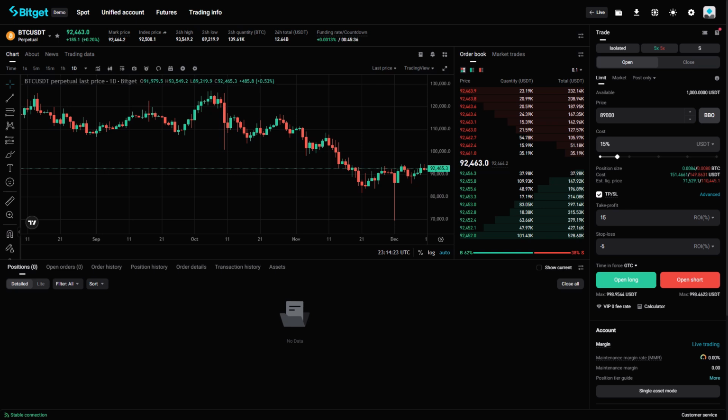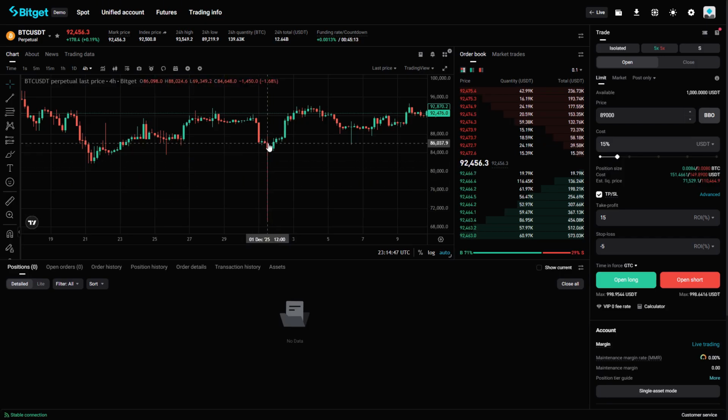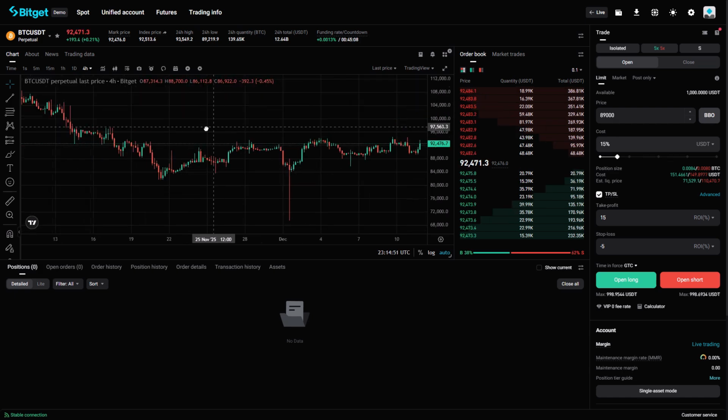ROI stands for return on investment. It is a simple way to measure how much profit you made relative to how much you invested. The formula is ROI equals profit divided by investment times 100. For example, if you invested $1,000 and made $200 profit, your ROI is 200 divided by 1,000 times 100 equals 20%. Bitget will automatically calculate your ROI for you and show it in your trade history, but it is good to understand how it works.